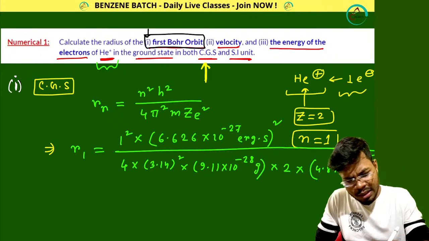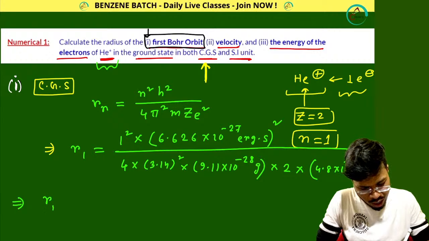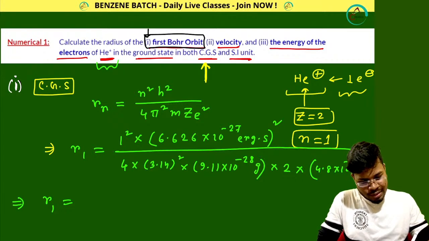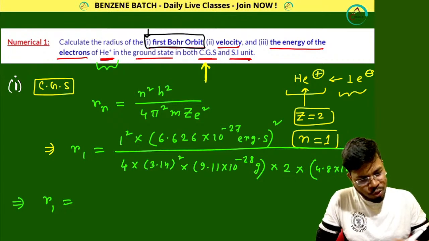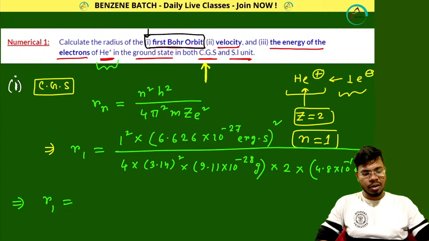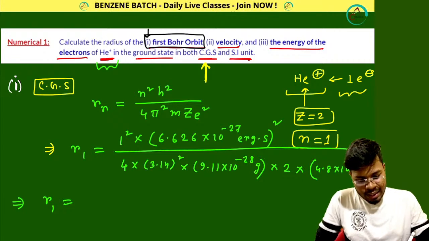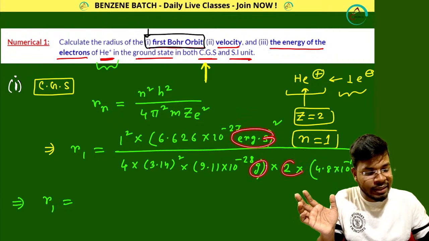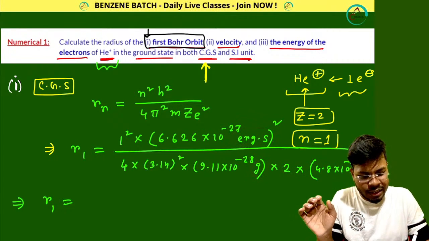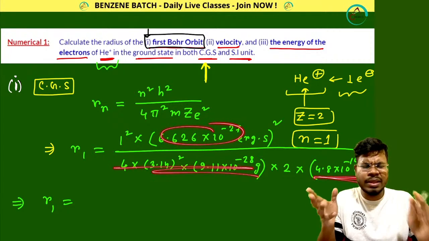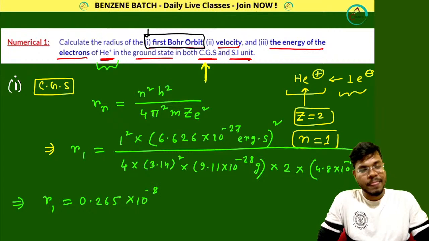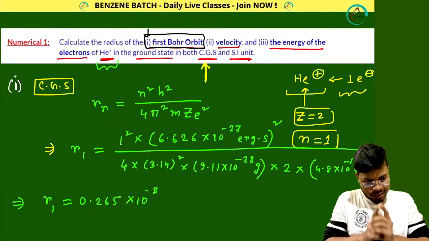Fine. So once you are doing this, in the next step, what will R1 be? If you put all these values, you will get a value like this. I am not doing the calculation, you have your calculator, you just do the calculation. I am showing the calculation directly, but I will show you how these units change. I will be playing with the units, but the multiplication and division I am just writing in one step. You will get the value 0.265 into 10 to the power minus 8, and finally you will get your unit.